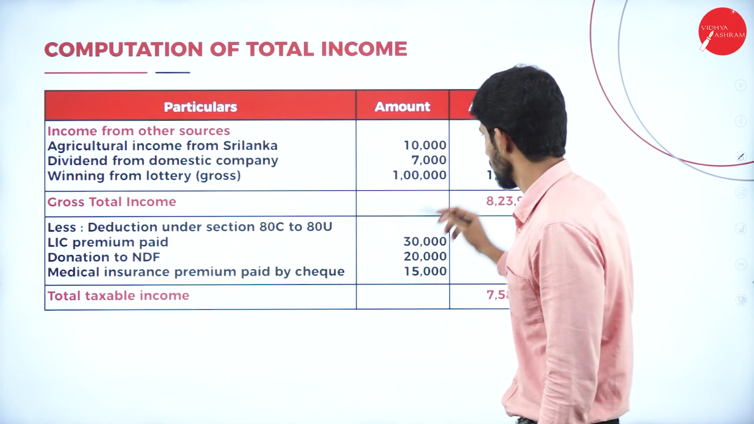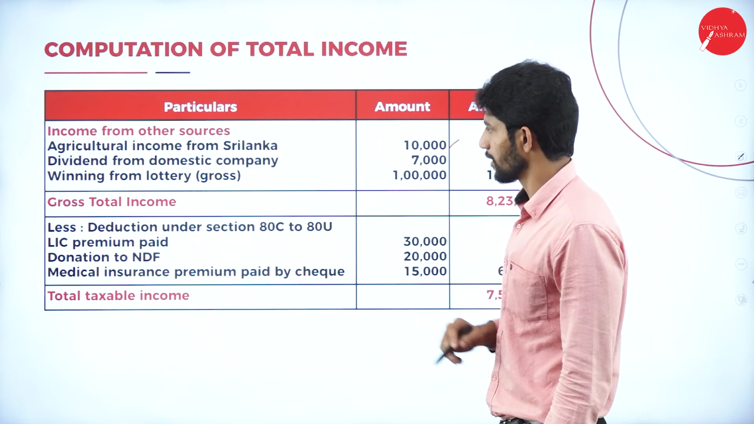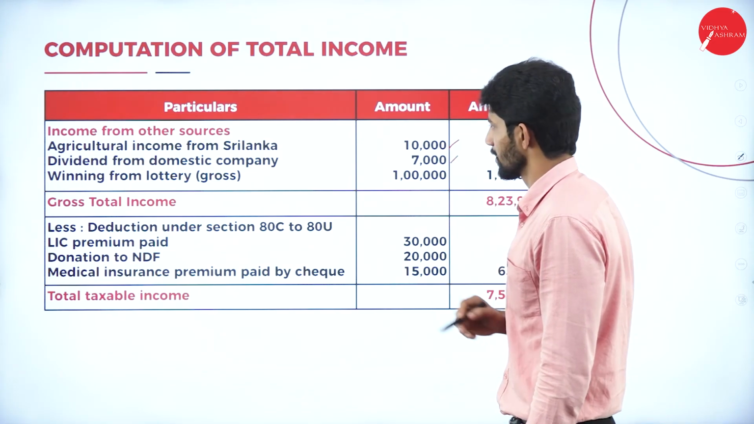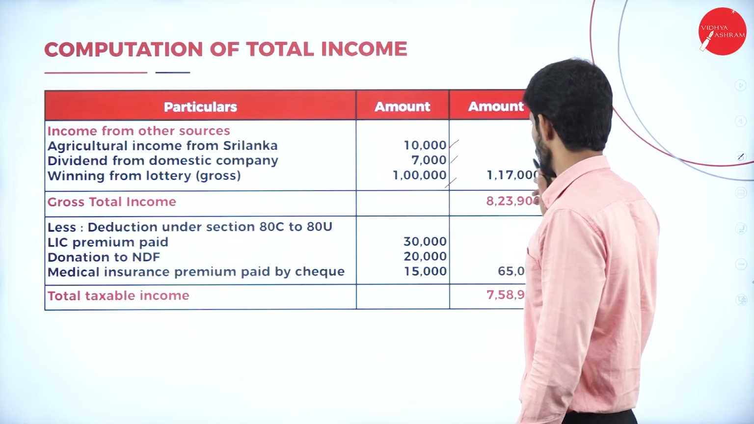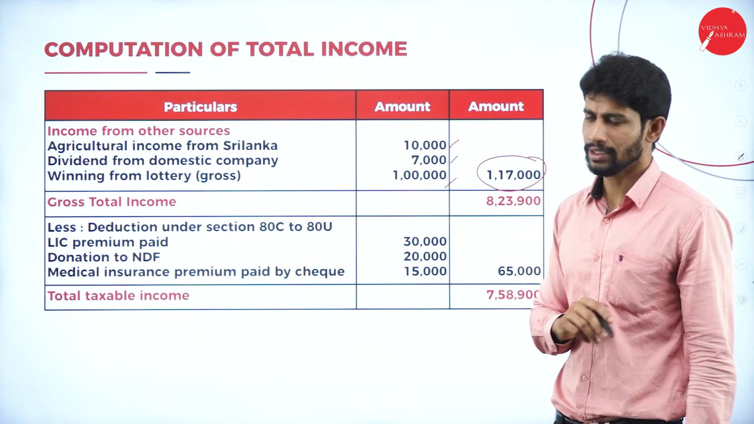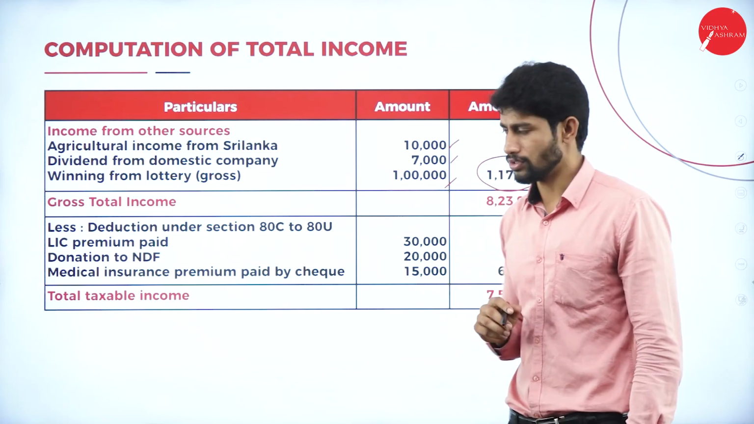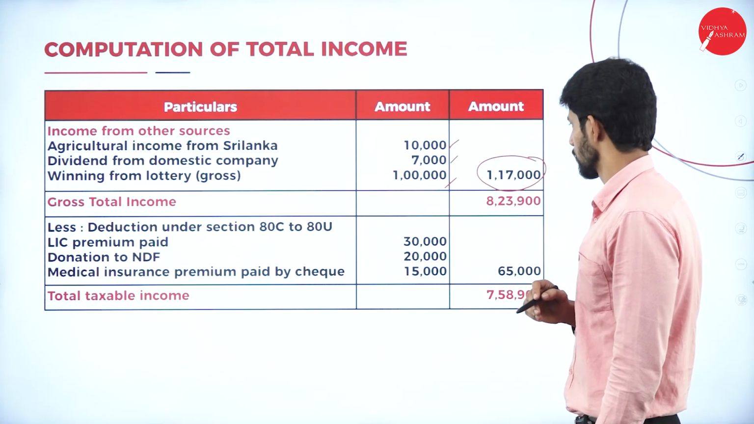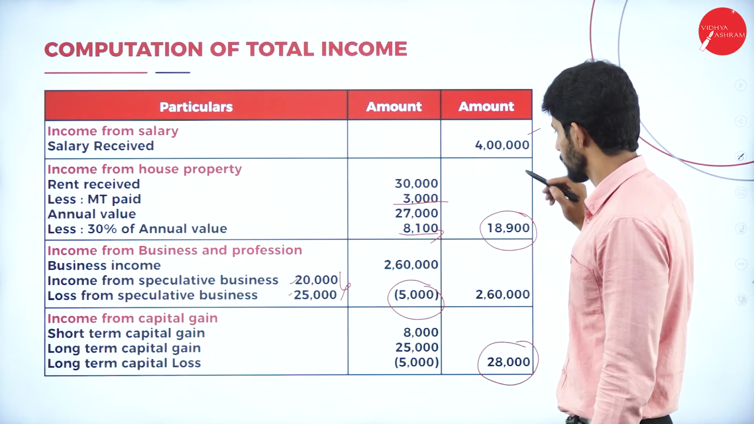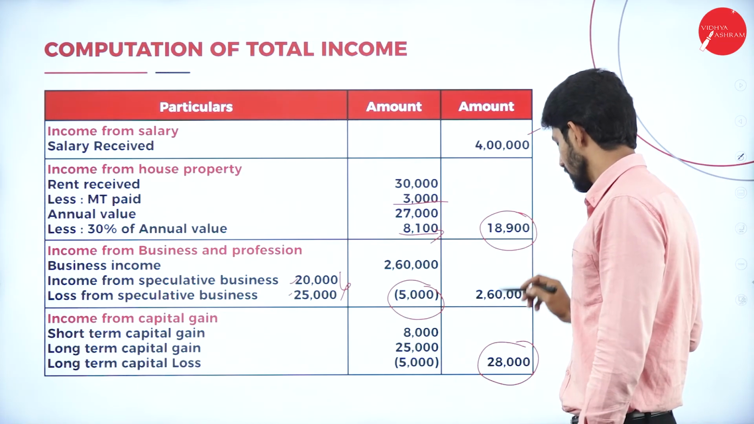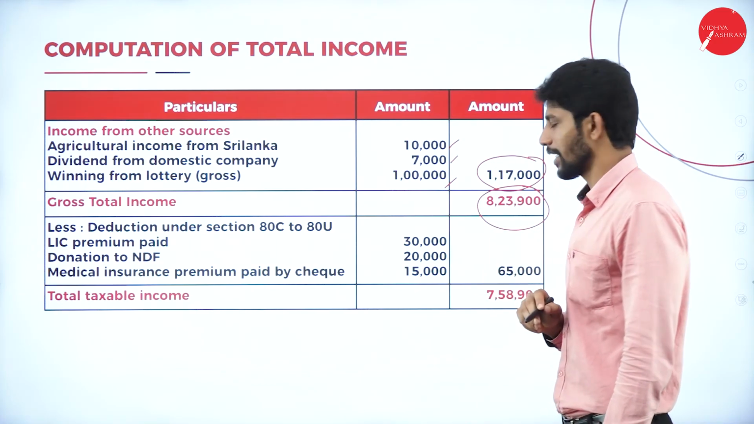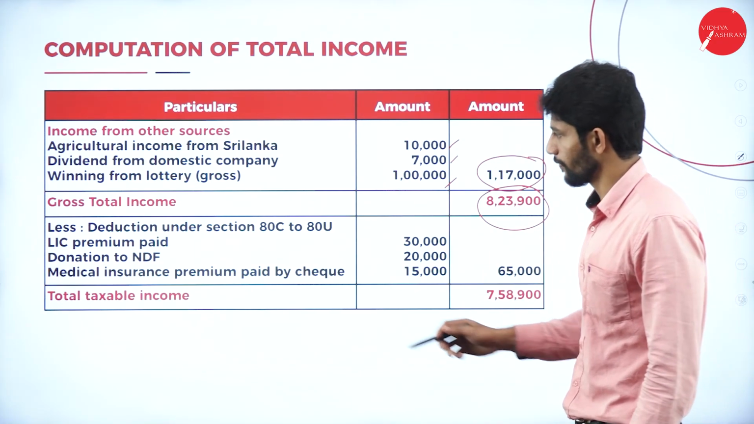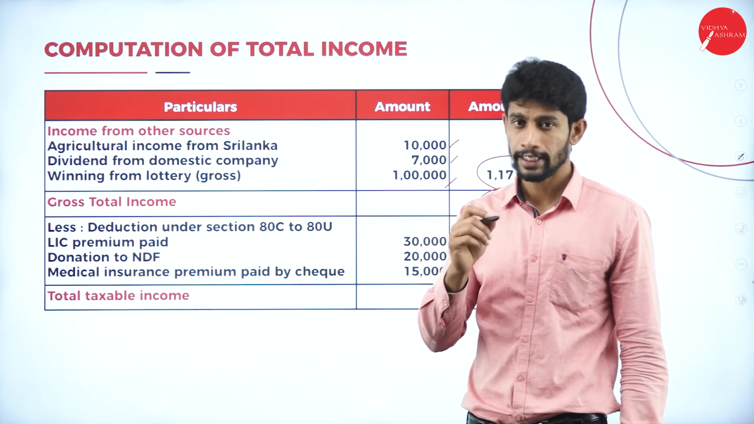So moving on, income from other sources. Agriculture income from Sri Lanka, yes, 10,000. Next, dividend from domestic company, yes, 7,000. Winning from lottery, yes, 1 lakh. So totally you will get 1,17,000. This is called income from other sources. So total the outer column. Total the outer column. Salary income, house property income, business income, capital gain income and other sources income. Totally you will get 8,23,900. That value is called gross total income.